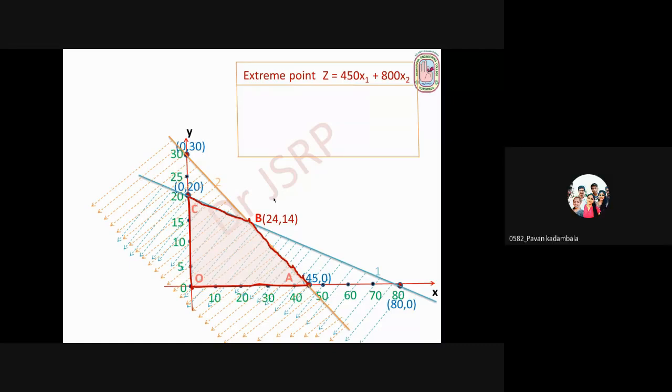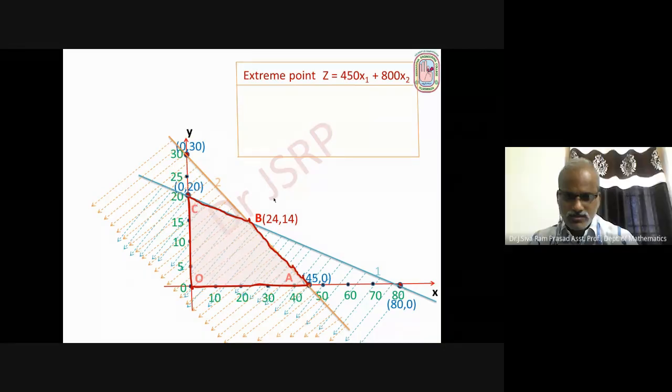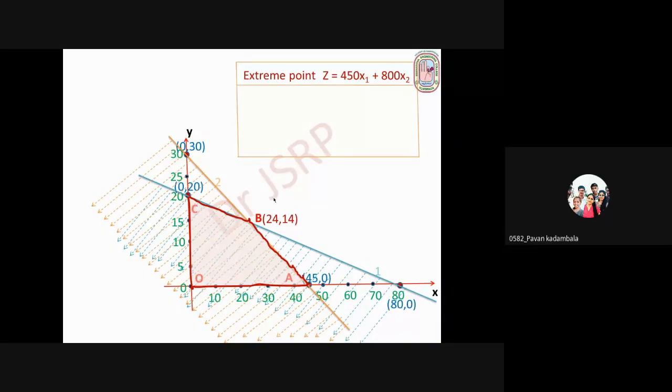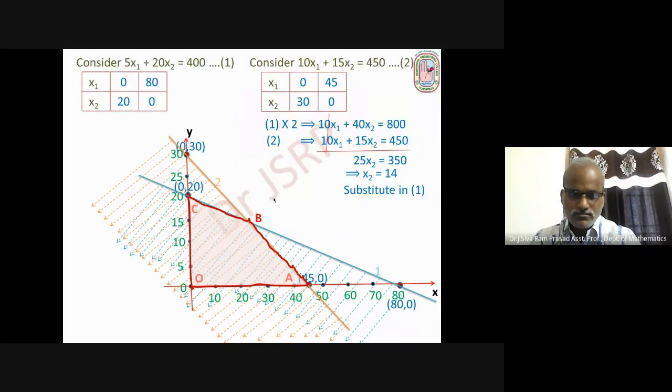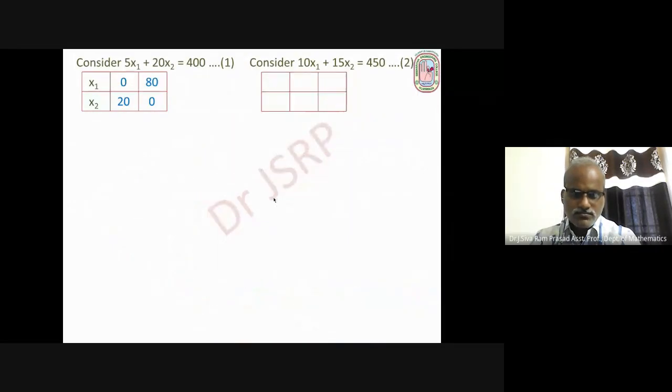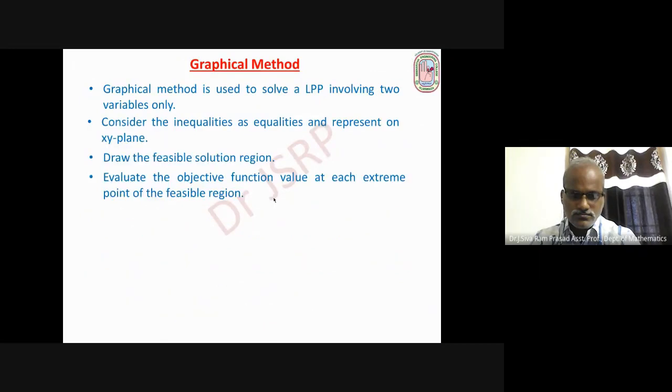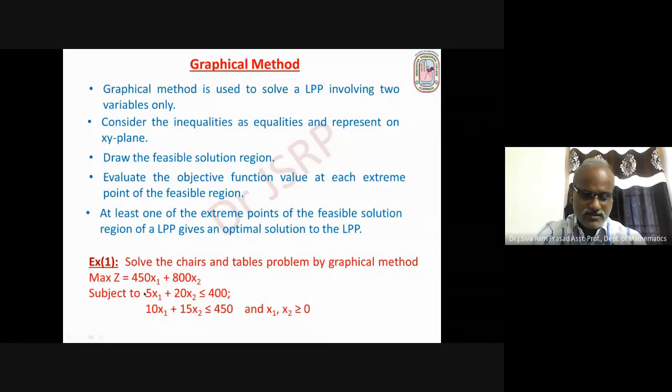Hello? Substituting the origin in the first equation, it is not satisfying, sir. Not in the equation, in the inequality. You have to substitute the origin in the inequality, 5x1 plus 20x2 less than or equal to 400.